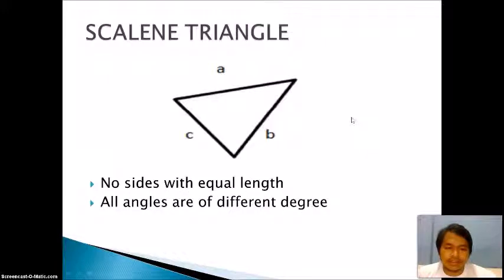This here is the scalene triangle. It is a triangle in which none of the sides are of the same length, the same measure. Furthermore, all the angles are of a different degree, which is here and here. They are made up of different angles.